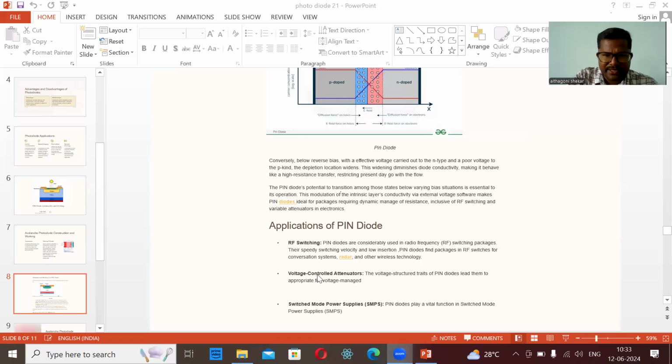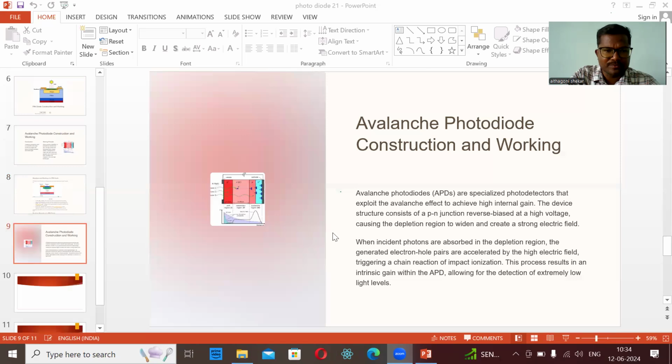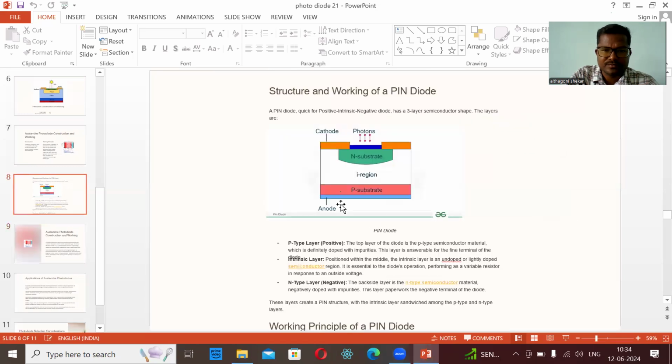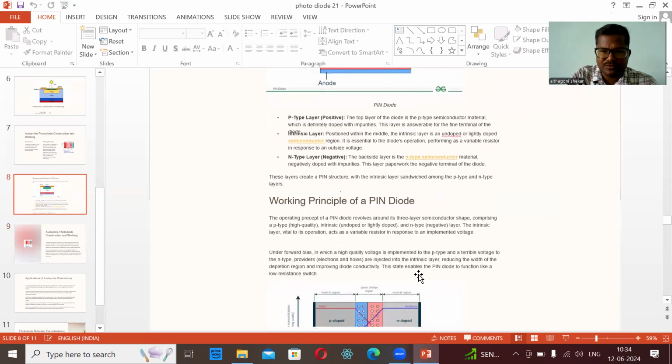RF switching means radio frequency switching using the PIN diode. RF switching and voltage control attenuation. Voltage control means a number of regulators and electronic devices controlled by a voltage controller. The voltage controller is used in the PIN diodes in switching mode. What is the switching mode?